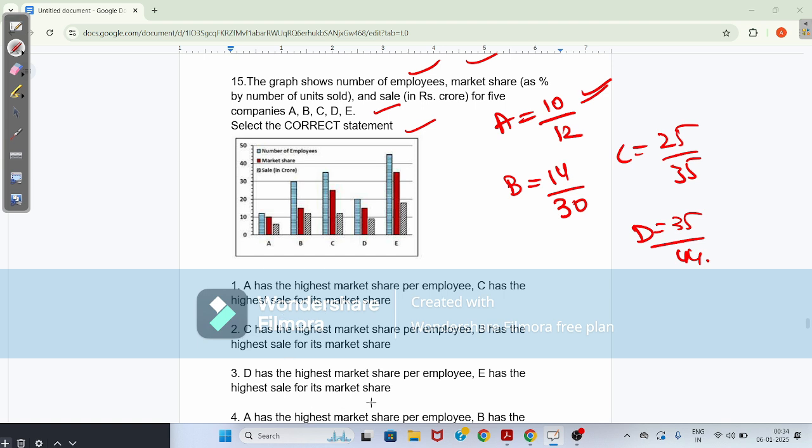So A has the highest market per employee, the more value compared to others. So the options C and D are wrong here. Now consider that C has the highest sale for market price. This is the sale for market price, the gap between these two, and B for these two. Consider these two only, the gap is less here.